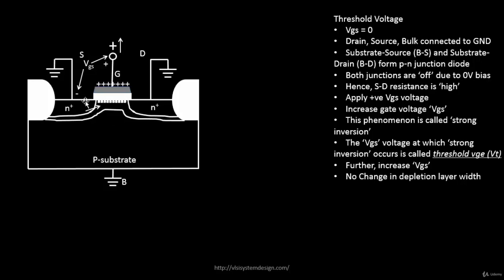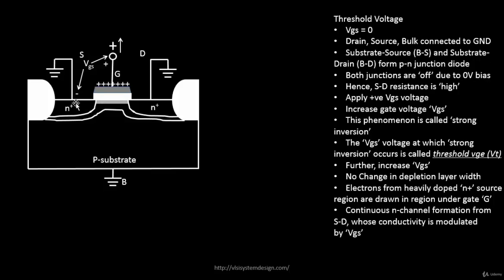Let's have a close look over here. If you see, the electrons are being drawn from the heavily doped source region, and the channel width increases. Just focus on this area. You see how the channel width increases, and there will be a point at which you see a continuous n-type channel from source to drain.